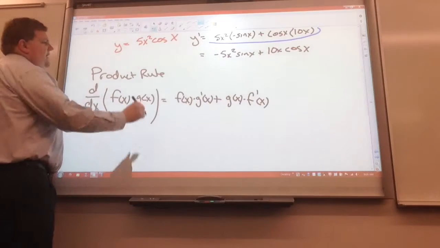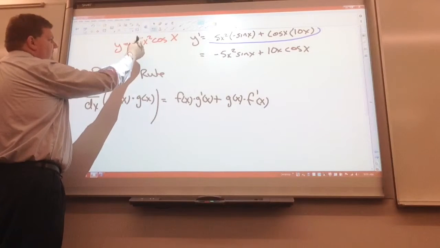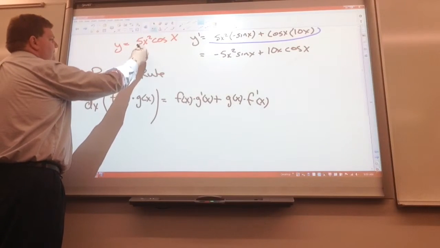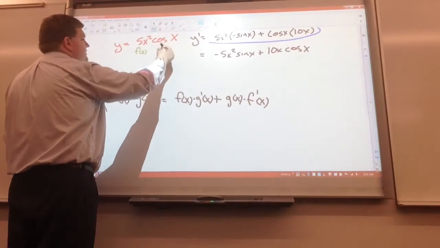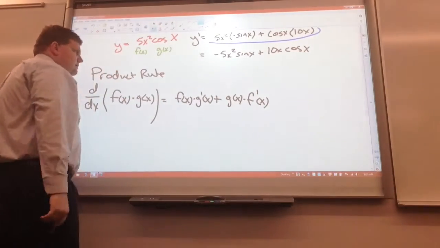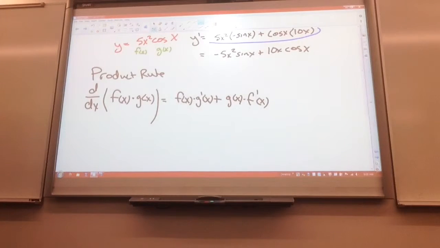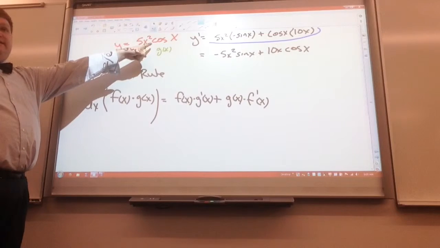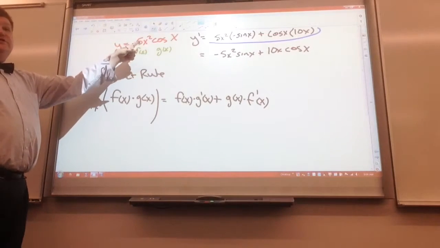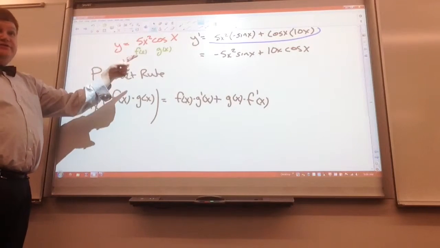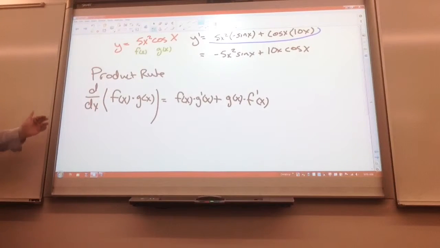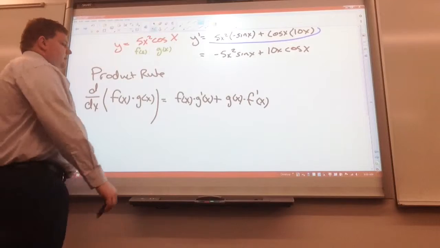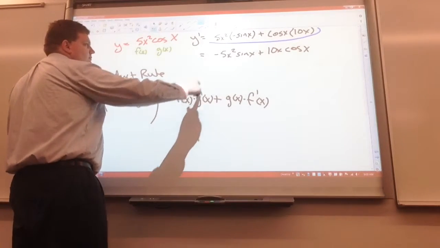So my steps in this case are going to be 5x squared, I'm going to call f of x, and cosine of x squared I'm going to call g of x. Okay? And so the product rule basically says, when I've got a function written like this, where it's one function times another, so in this case f of x times g of x, or 5x squared times cosine of x, then the derivative comes out to be, keep the first one the same.